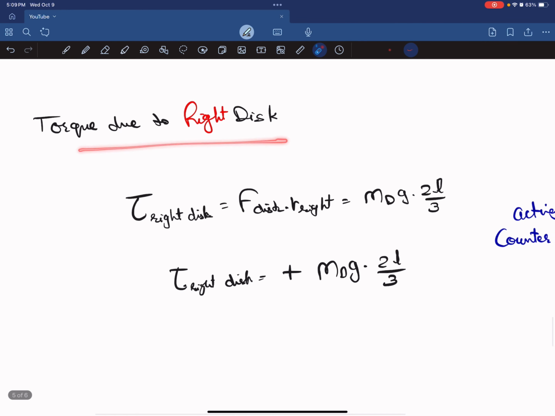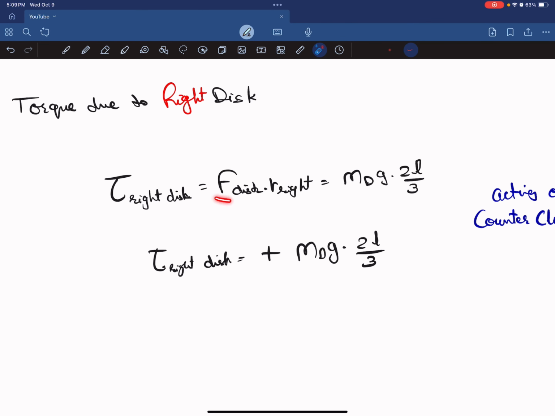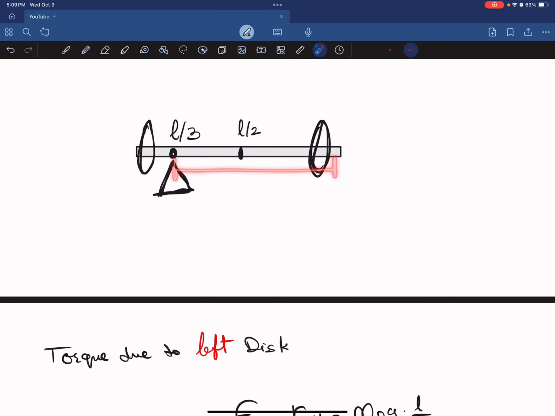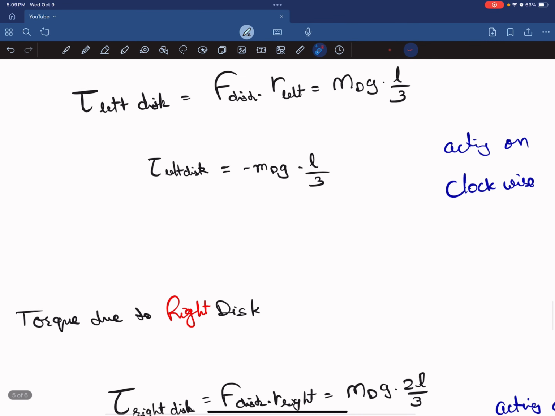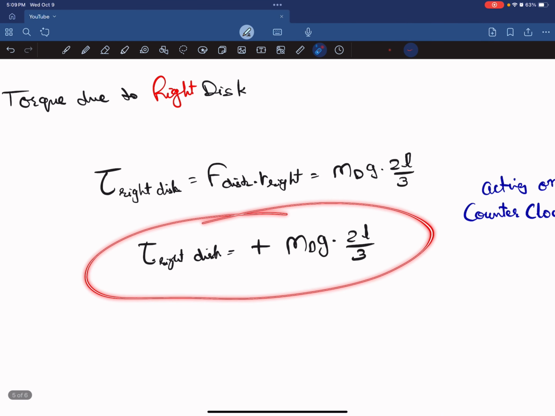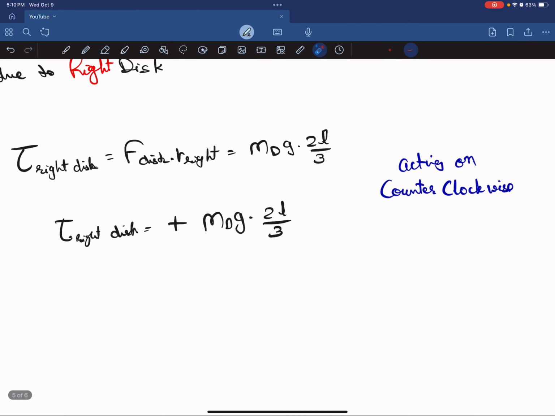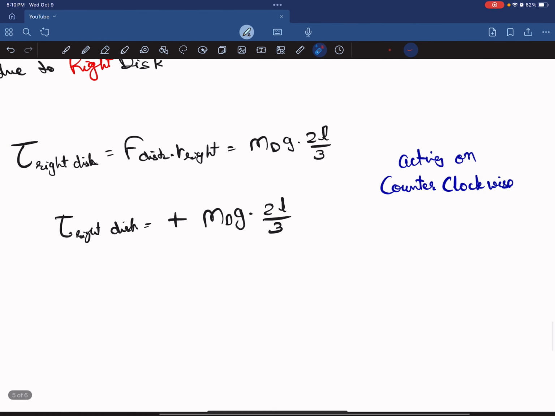Now the torque due to the right disc. Again in the same way, tau is equal to F times R, which is the force due to the disc and the distance between the disc and the pivot. So here our R will be this, which is 2L/3. If you add L/3 plus L/2, then you will get 2L/3. So our equation for the right side disc will be Md g times 2L/3. The torque acting on the right side disc is in the counterclockwise direction, so we take it positive.